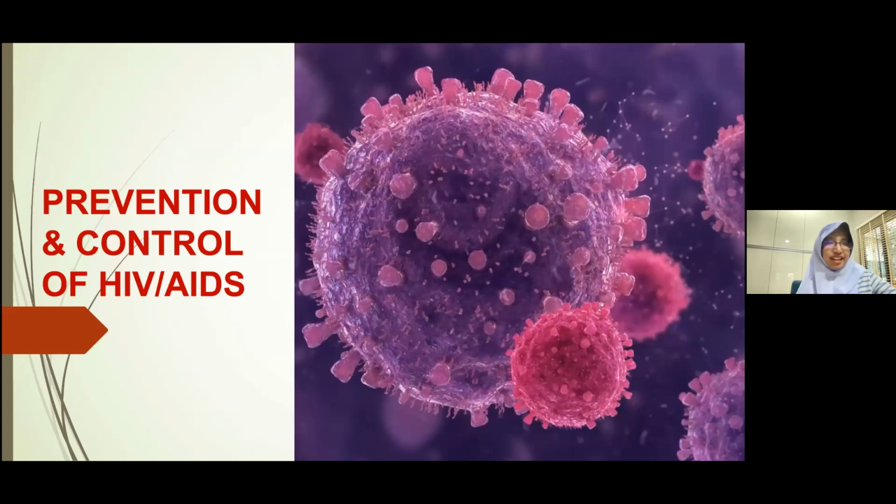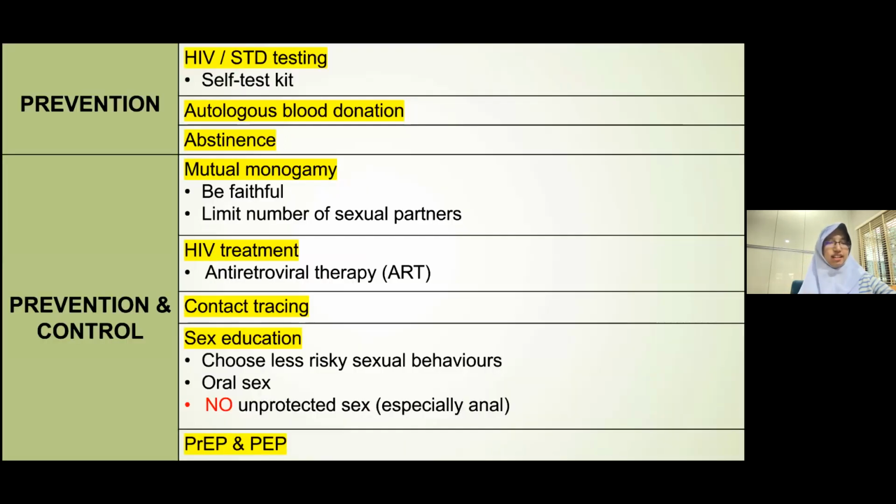All right, okay, so now will be the prevention and control of HIV and AIDS. Next slide. Yes, so here are just a few lists of main methods of how to prevent and control HIV. I have to clarify a bit more that actually prevention is a form of control and vice versa, where control is also a form of prevention. That's the first thing you should know.